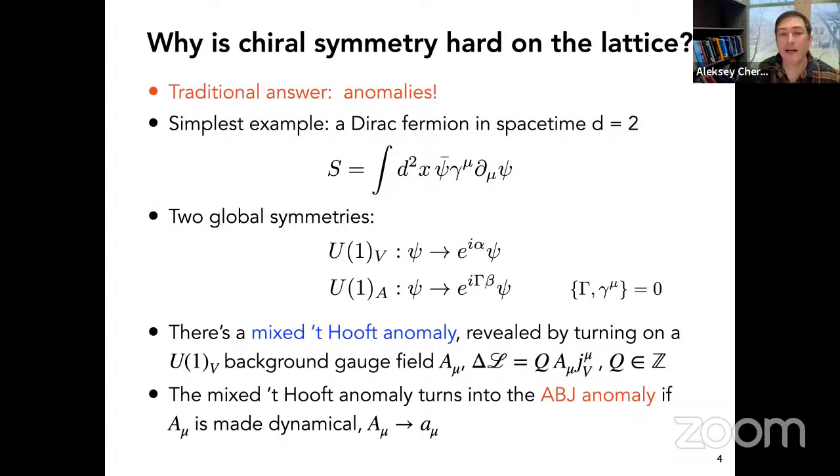It's basically because chiral symmetries are involved in anomalies. That's basically it. So let me remind you how that works, just to set the notation and the language. I suspect many of you know this better than I do, but let's, just in case, start easy. Let's take possibly the simplest example that is relevant to the rest of the talk, which is a Dirac fermion in two space-time dimensions in the continuum. So here's the action. Hopefully you can see my cursor.